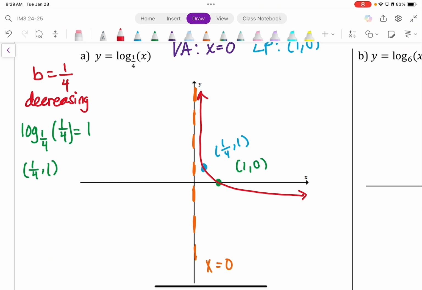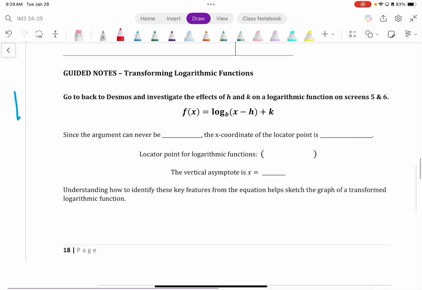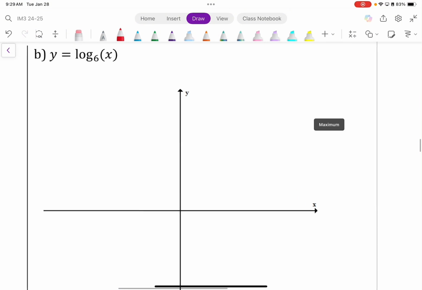So 4 things. You need to know 4 things. Number 1, the base. Number 2, the vertical asymptote. Number 3, the locator point. Number 4 is a second point, second coordinate, so you can graph it. All right, let's go through one more, and then after that, I think we're going to take our break.